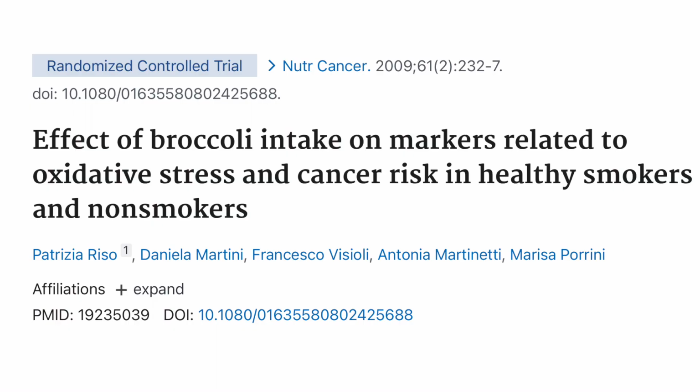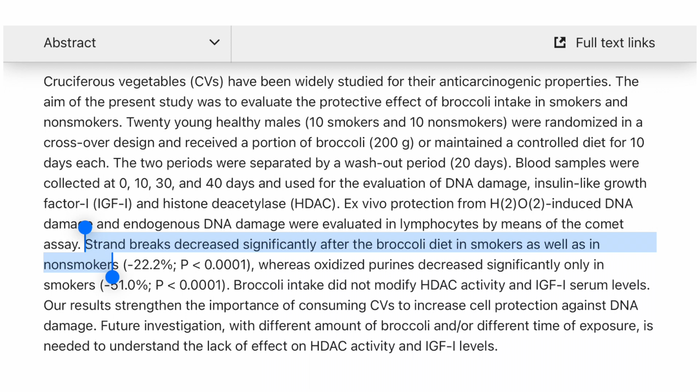The anti-cancer activity of broccoli has been studied on many organs. For example, in 20 young men, 10 smokers and 10 non-smokers, the use of 200 grams of broccoli for just 10 days resulted in reduced DNA damage. It is exactly DNA damage that is associated with an increased risk of lung cancer.